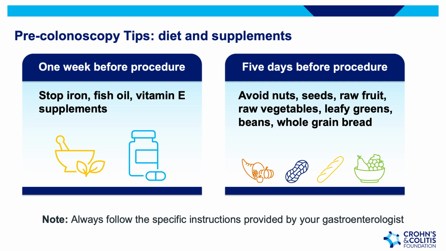5 days before the procedure, you want to start avoiding things that are going to be hard to clean out. So things like nuts, seeds, raw fruit with skins, raw vegetables, the leafy greens, beans, and whole grain bread with nuts and seeds encased around them. Please note you want to always follow the specific instructions provided by your gastroenterologist.